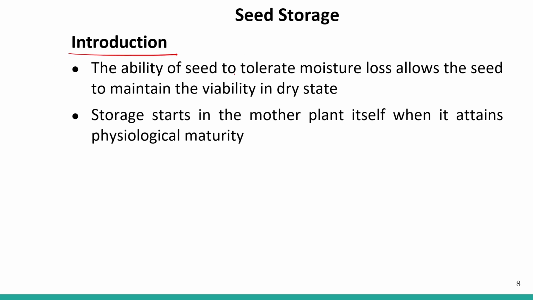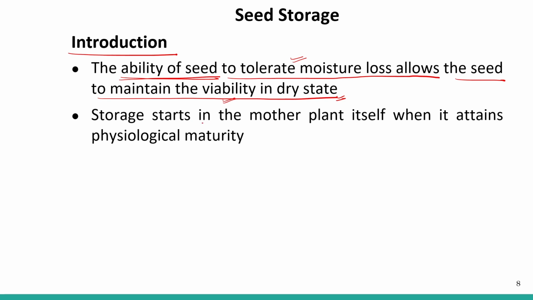The ability of seed to tolerate moisture loss allows the seeds to maintain viability in the dry state. So the seeds are viable in the dry state and they can tolerate the moisture loss. So this is the seed that is able to withstand this adverse condition.